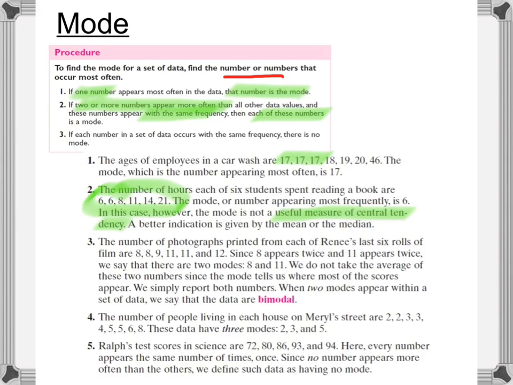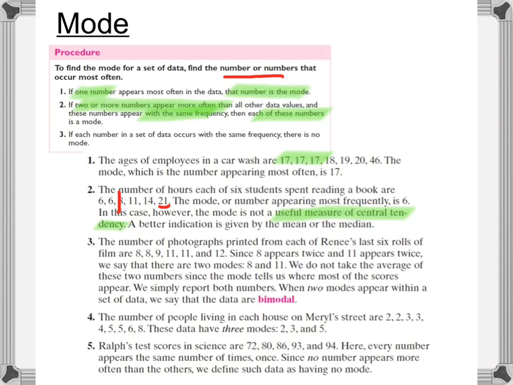We wouldn't say that most students spent around 6 hours reading a book, because most of the hours are above the mode. So there's 8, 11, 14, and even 21 hours above the mode. So 6 is not a useful measure of central tendency. Okay, so when you find the mode, it's not just a clear-cut answer as to whether or not that's helpful. You have to look at your data set and do some analyzing to see if that is a measure of central tendency or a good reflection of where the center of your data is.